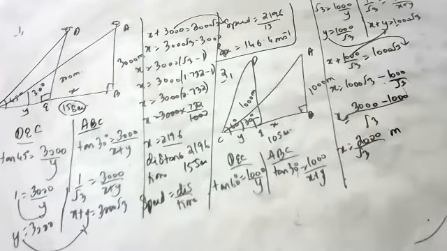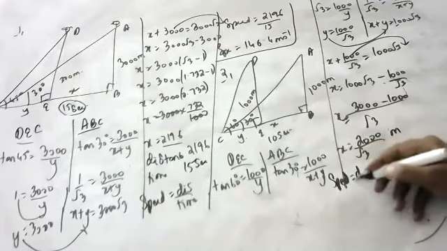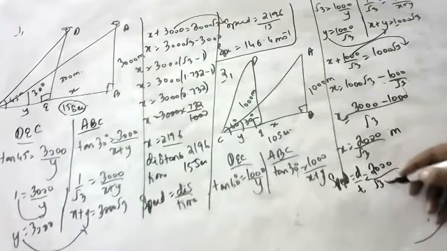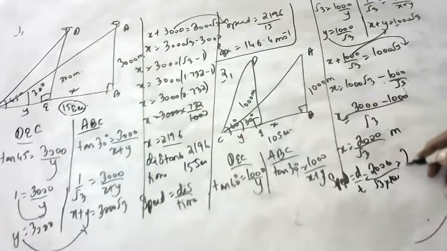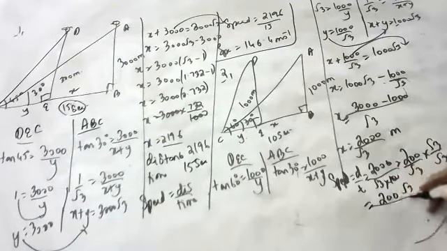Meters. This is the distance. No need to rationalize, later we will rationalize. This is the distance. Now speed is equal to distance by time. Distance is equal to 2000 by root 3, into 10 seconds. So 200 by root 3. Now rationalize: multiply by root 3 by root 3, 200 root 3 by 3.